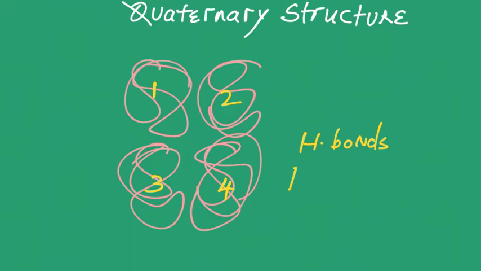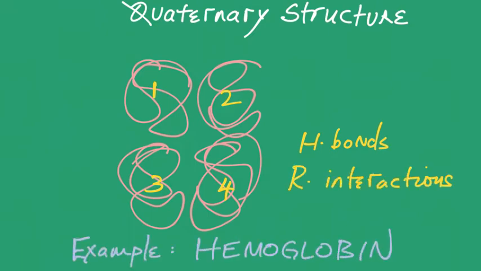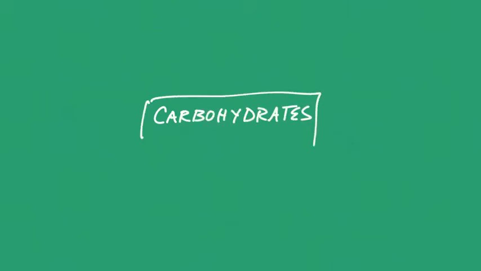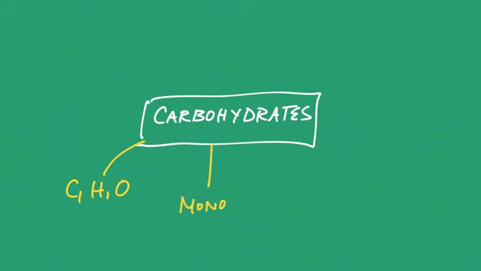A very good example. We know about carbohydrates. Carbohydrates are made up of the elements carbon, hydrogen, and oxygen.